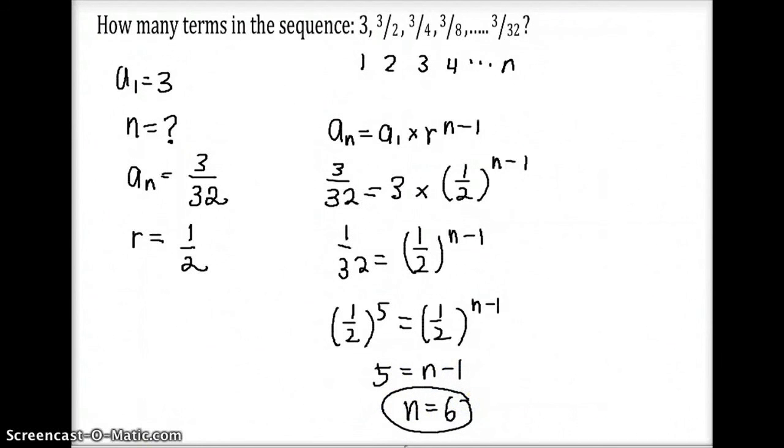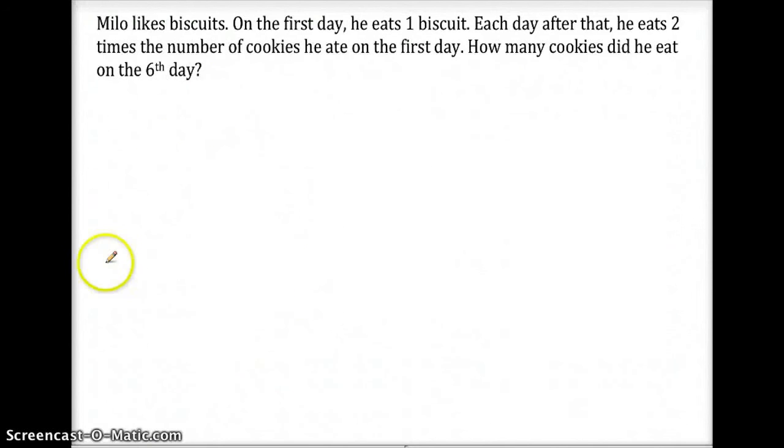Okay, now here are some word problems. The first word problem is Milo likes biscuits. On the first day, he eats 1 biscuit. Each day after that, he eats 2 times the number of cookies. I meant biscuits. He likes cookies too, but I meant biscuits. He eats 2 times the number of biscuits he ate on the previous day. How many cookies or biscuits did he eat on the 6th day?